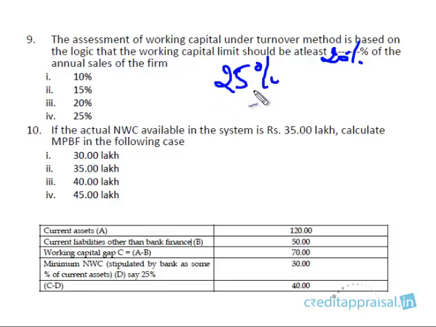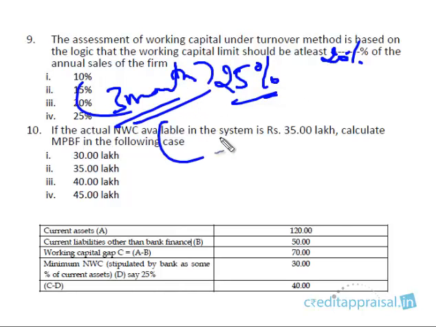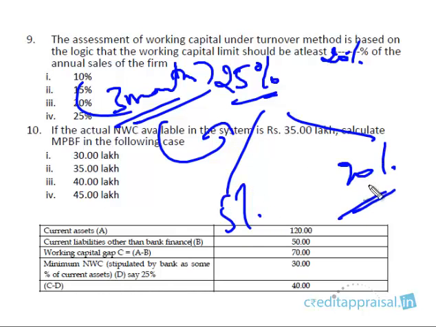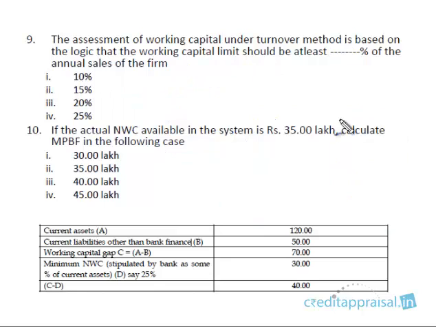What we said was the turnover method assumes an operating cycle of 3 months. In other words, 25% of the turnover will be the total working capital requirement. Out of this 25%, 5% will be the borrower's margin and 20% will be the bank limit. So the working capital limit should be at least 20%. That is the logic of the turnover method. This is applicable for small borrower accounts, say below 5 crores. It depends on the bank policy, but usually for small companies availing limits below say 5 crores, the turnover method is applicable. So the answer is 20%.